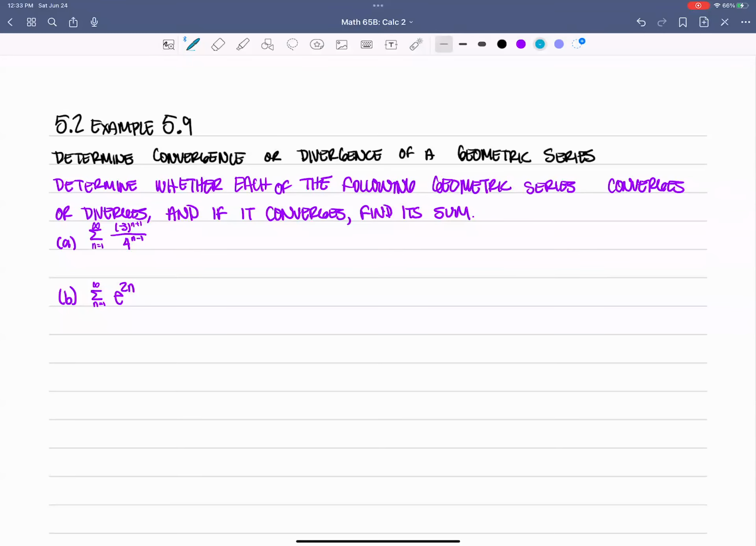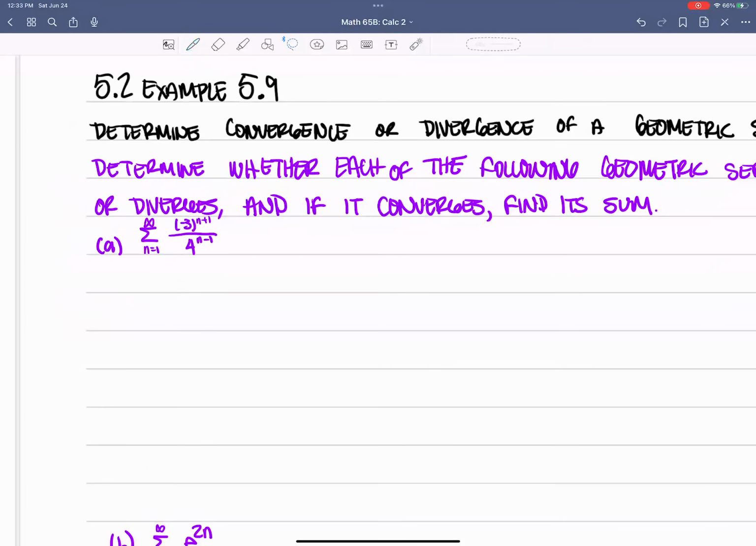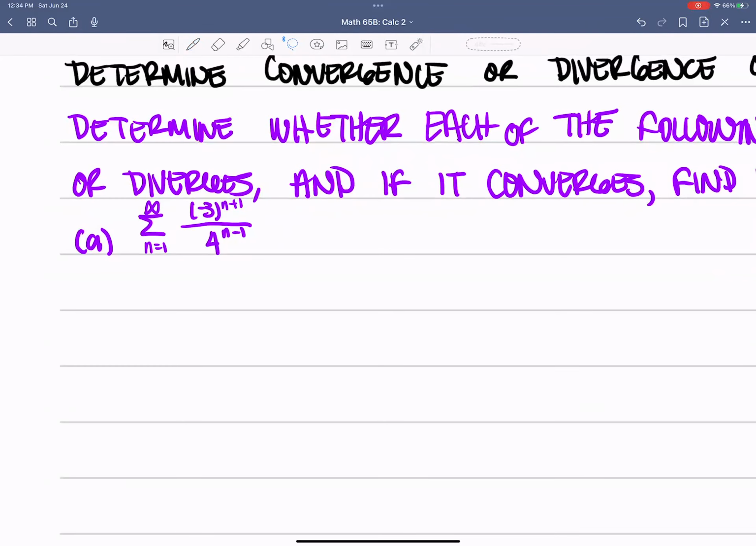Section 5.2, example 9, determine converges or diverges of a geometric series. Determine whether each of the following geometric series converges or diverges, and if it converges, find its sum. So to start off, let us see what our value ends up being.